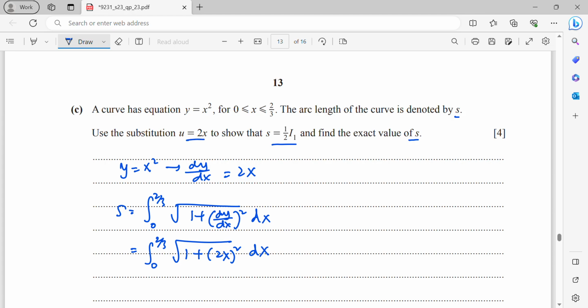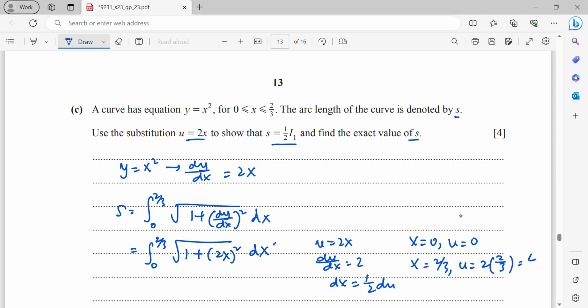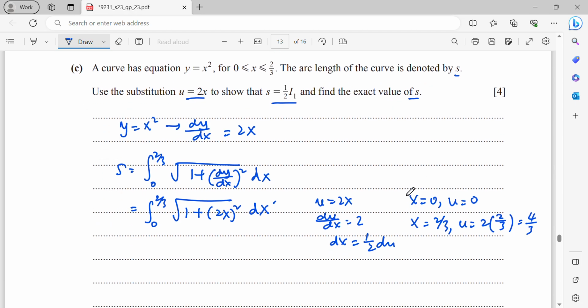And now given u is 2x. So u equals to 2x. Therefore, du over dx is 2. And now I need to get dx. So my dx move up, the 2 move down. So half du. And when my x equals to 0, my u is 0. X equals to 2 over 3, my u is 2 times 2 over 3, which is 4 over 3. So make sure you change all to u.